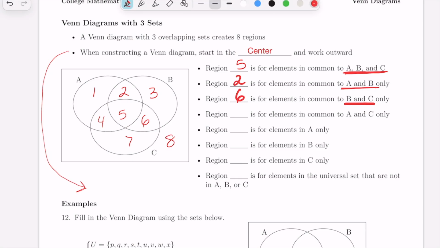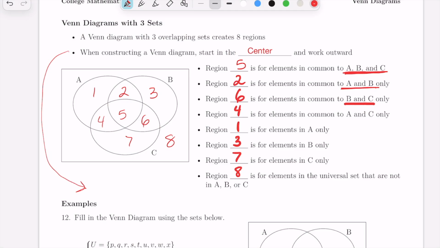A and C only will be region 4. Elements that are A only is 1, B only is 3, C only is 7, and then 8 is the outside, the elements that have nothing in common with A, B, or C.